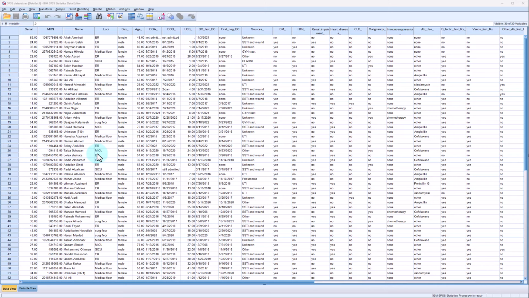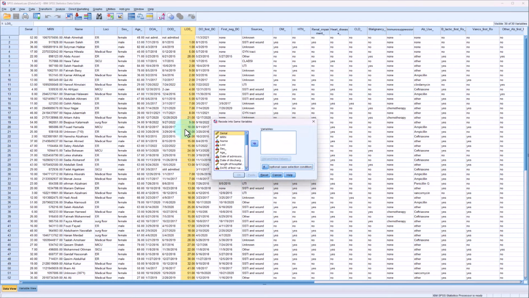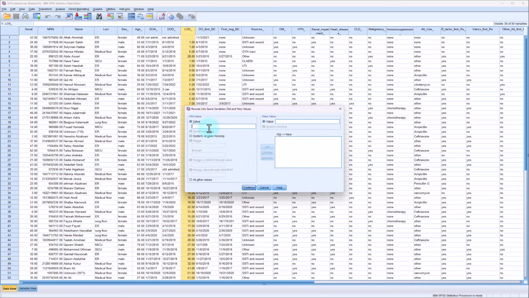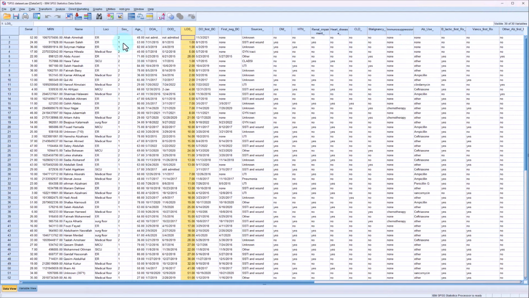So the next thing I'm going to do is to check if there is any difference between males and females in terms of length of stay and antibiotic treatment duration. So I would go to transform and then recode into same variables. Here I would take the sex variable in the variables box, and under this button I would click and write female. The females would be 2 and male would be 1. So now I would click on continue and OK. Now I can see that all males became 1 and all females became 2.